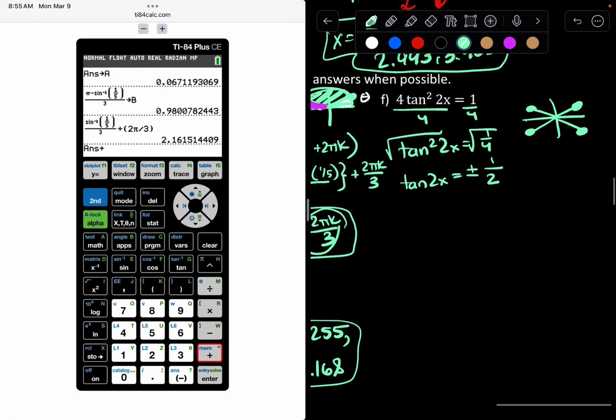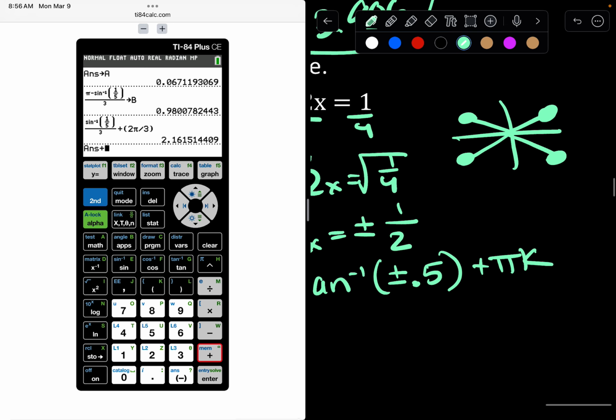Now, this setup is going to be a little different. I'm going to show you another little trick. This is part A, sorry. So we are using the inverse tangent, so we'll end up with 2x is equal to. Because the period for tangent is π, we can go ahead and do inverse tangent of plus or minus, and I'm going to use the decimal 0.5. And then we'll do plus πk.